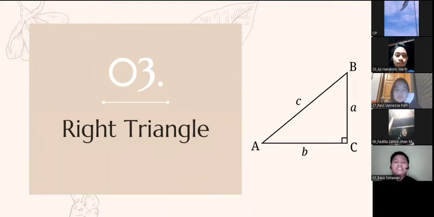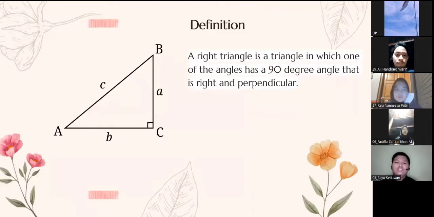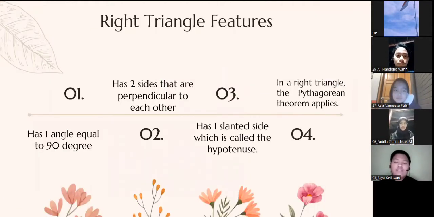Okay, thanks. Number three is a right triangle. You can see a picture on the side. Next, definition. A right triangle is a triangle in which one of the angles is a 90-degree angle, that is, right and perpendicular. A right triangle has some features. Number one, has one angle equal to 90 degrees. Number two, has two sides that are perpendicular to each other. Number three, has one slanted side which is called the hypotenuse. Number four, in a right triangle, the Pythagorean theorem applies.